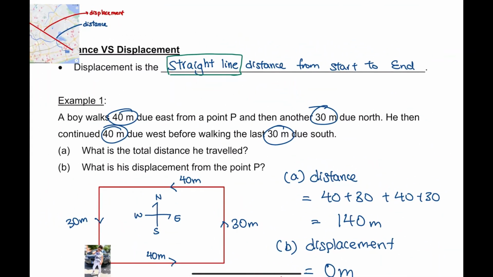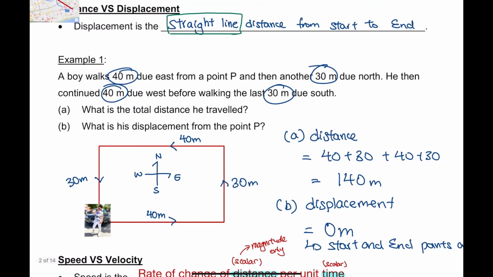First of all, we need to explain what's the difference between displacement and distance. Displacement is the straight line distance from the start to the end. So if, for example, I have A, I have B, I move in this direction, the displacement is actually a straight line across. So all this direction down here that we have, for example, in example 1, the boy moved 40 meter east, 30 meter to the north, 40 meter west, and 30 meter to the south.